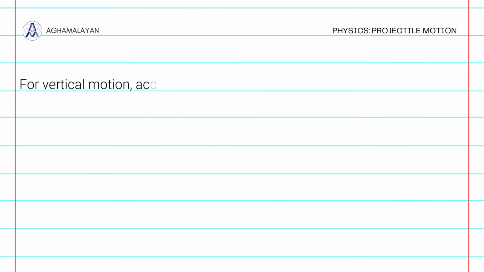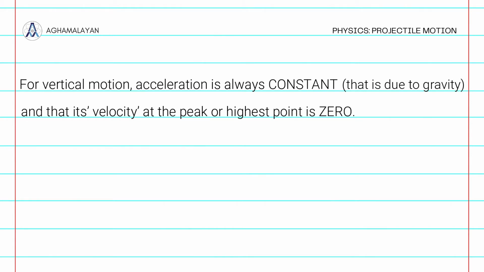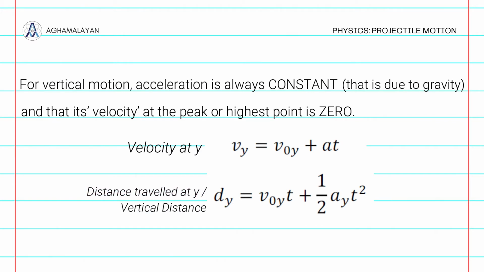For vertical motion, acceleration is always constant. Acceleration is constant due to gravity, and its velocity at the highest peak or at the very top of its trajectory is always zero. You need to remember only a few equations for vertical motion. The first equation is vy would be equal to v0y plus acceleration times time. And the distance traveled at y, or vertical distance, would be equal to v0y times time plus 1/2 times acceleration times time squared.